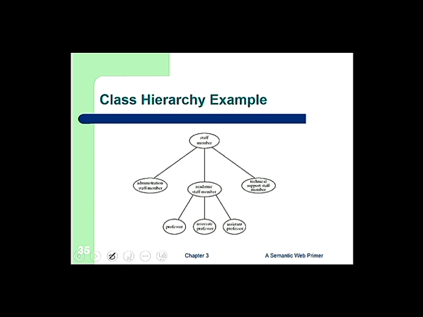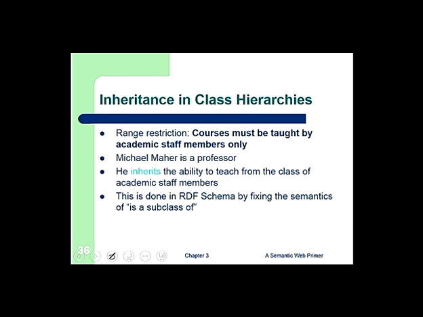Over here we have a small example of a class hierarchy. We have seen it before as well. Staff member is a concept, and there are three concepts derived from this: administrative staff, academic staff, and technical staff. From academic staff, we further have three concepts: professor, associate professor, and assistant professor. So a very simple class hierarchy. It means all academic staff members are staff members, all professors are academic staff members, and all associate and assistant professors are academic staff members, and they are also staff members.